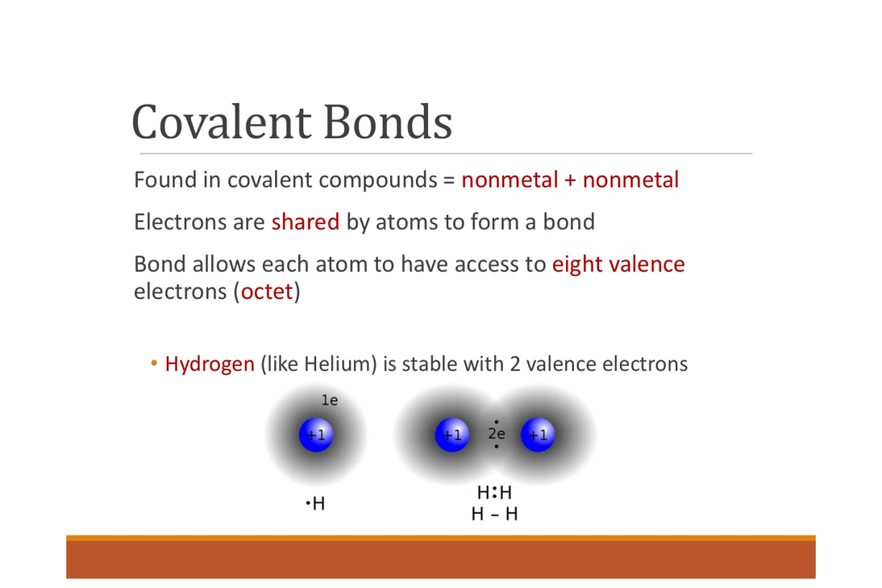Covalent bonds are found in covalent compounds where you have a nonmetal bonding with at least one other nonmetal. And unlike ionic bonds where the electrons are moving, in covalent bonds, electrons are actually being shared between atoms, and that sharing of the electrons is what forms the covalent bond. But just like with ionic compounds, a covalent bond allows each atom to have access to 8 valence electrons, so the octet rule still applies. Now, there is one exception to this. Hydrogen, like helium, is stable with only 2 valence electrons, so it will make a bond to give it 2 valence electrons, not 8.